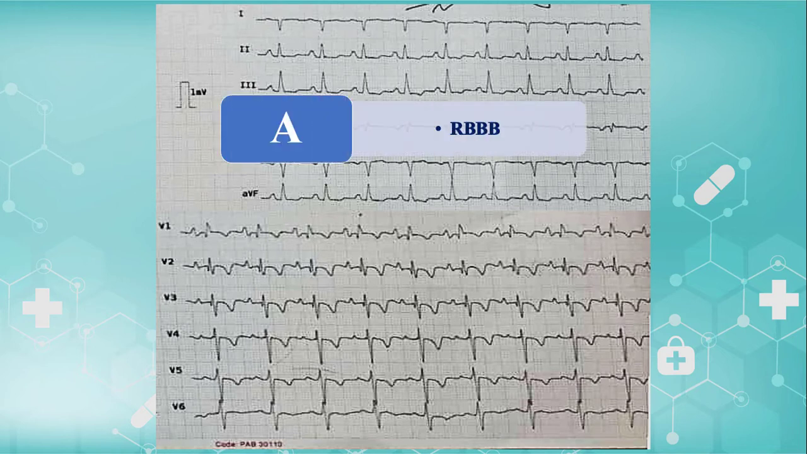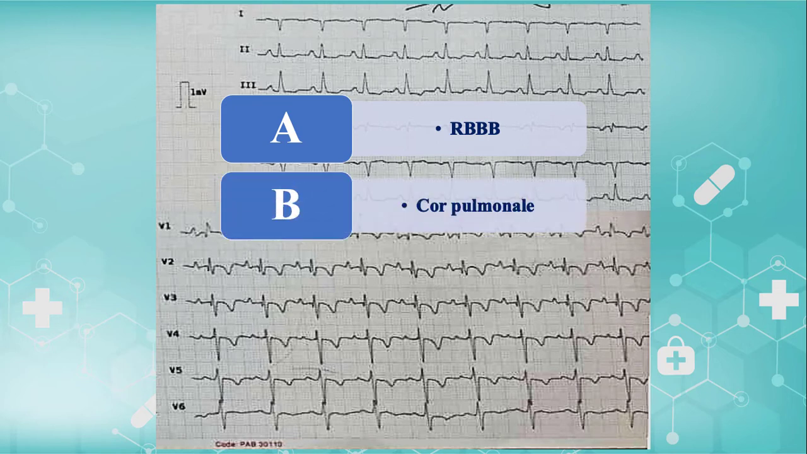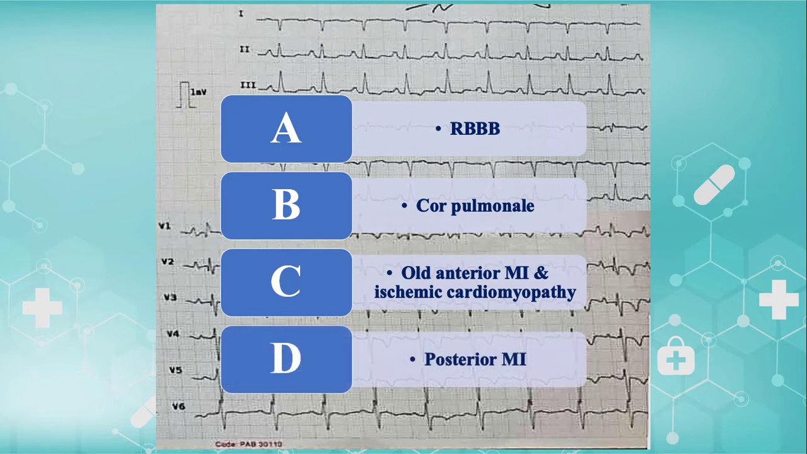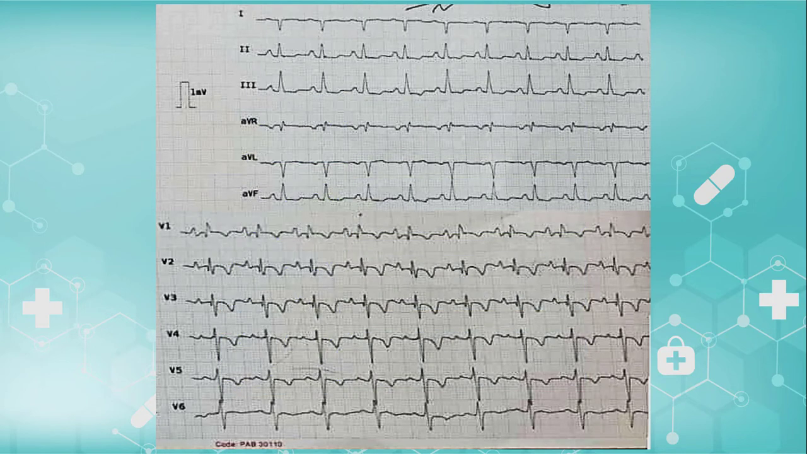1. Right bundle branch block. 2. Cor-pulmonale. 3. Old anterior MI and ischemic cardiomyopathy. And 4. Posterior MI. At this point, pause the video to interpret it on your own, then we go through it together.